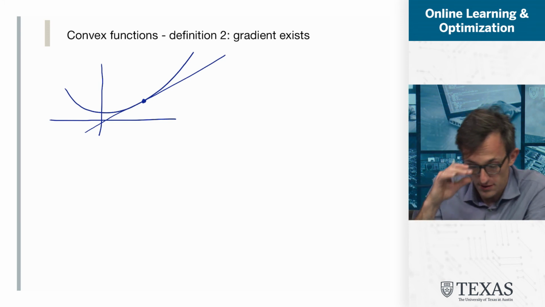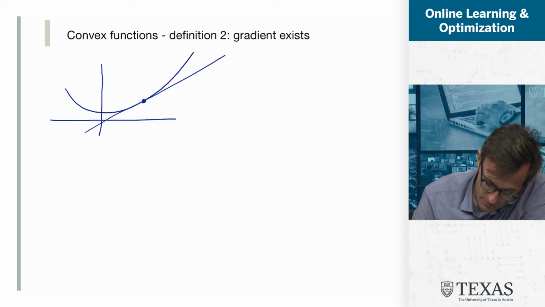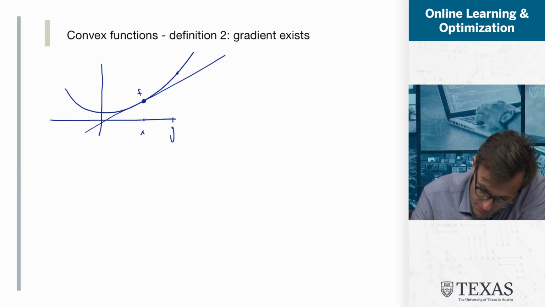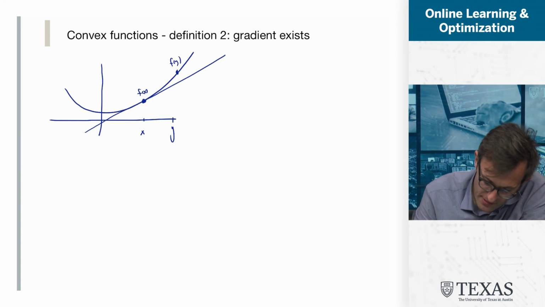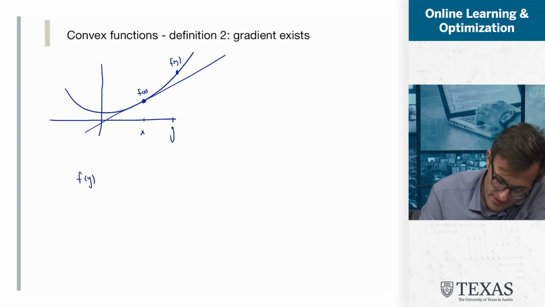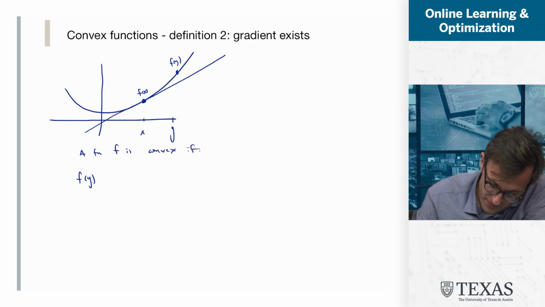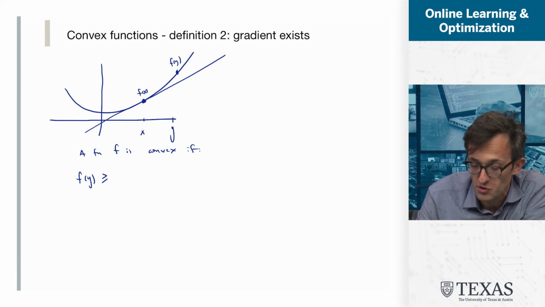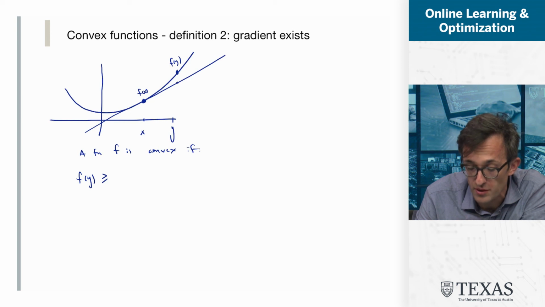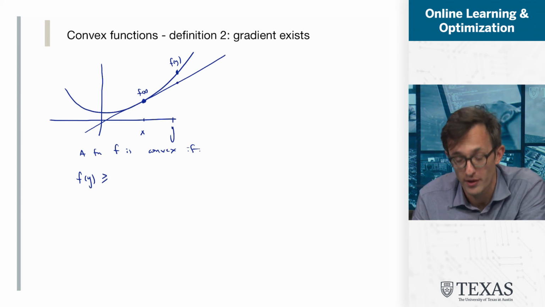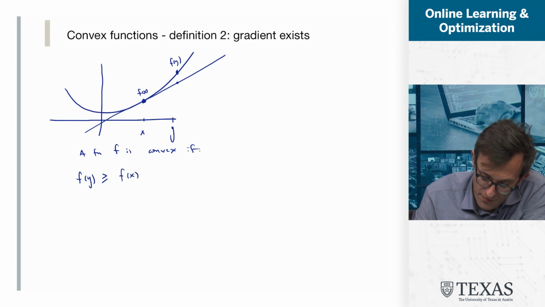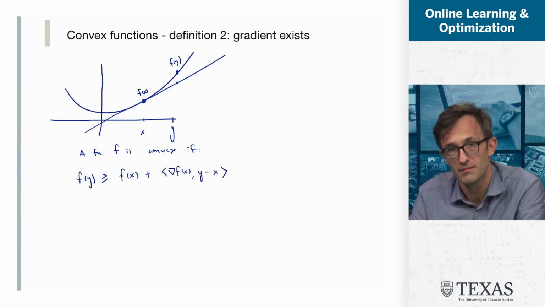Let's translate that into algebra. What this says, so this is my point f of x. This is the value f of y. This is saying that a function f is convex if f of y is always greater than or equal to this linear approximation. What is this point here? Well, this is the linear approximation evaluated at y. The linear approximation at x is f of x plus the gradient of f of x times y minus x. Simple as that.